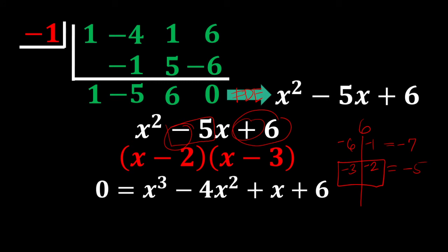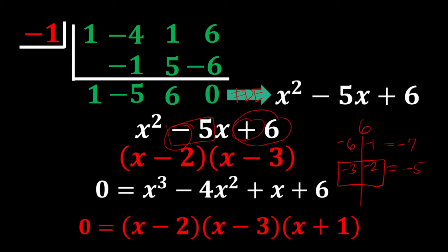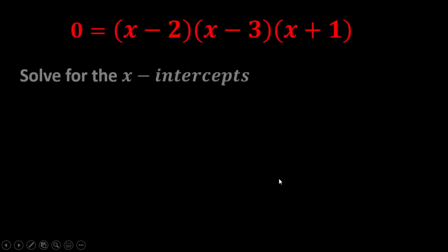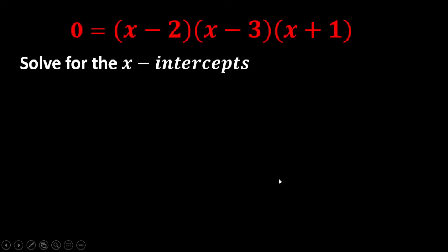Next. And with that, we can now write down the given function into its factored form. So, if the standard form is 0 is equal to x cubed minus 4x squared plus x plus 6, then the factored form now is 0 is equal to x minus 2, quantity x minus 3, quantity x plus 1. X plus 1 yung nasolve natin kanina. Now, from there, we already have the factored form. We can now solve for the x-intercepts.